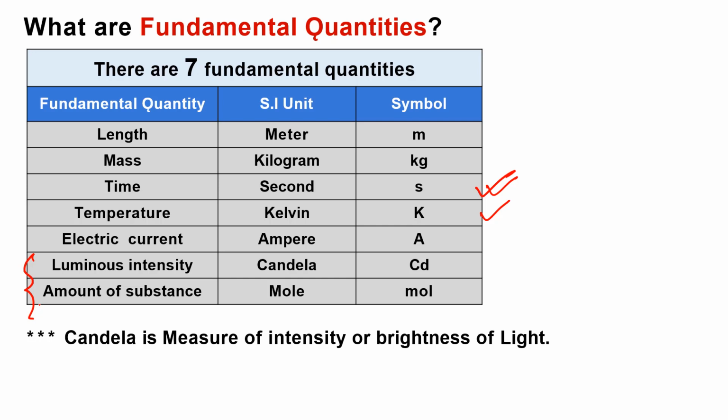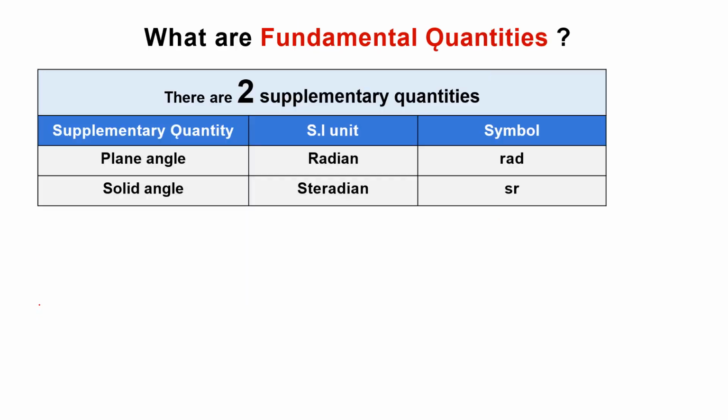used everywhere. Okay. Now there are two other fundamental quantities which are known as supplementary quantities, because whenever we were classifying the physical quantities, there were two classifications. One is the fundamental physical quantity, another is the derived physical quantity. But some authors also classify physical quantities as fundamental, derived, and supplementary quantities. Okay, so let me talk about the supplementary quantities.